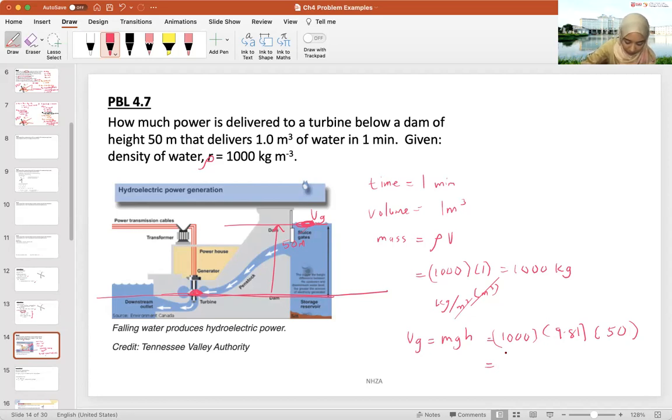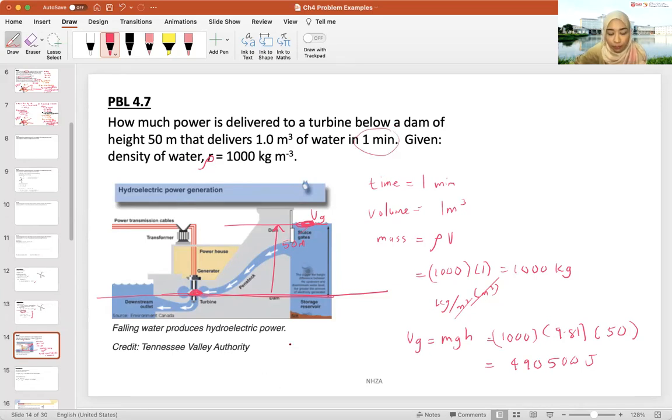Okay. Berapa? 1000 times 50. 490,500. Okay, so this is the energy that it started with. When it goes down, dia akan bagi energy dia kepada turbine. So how much power is delivered to a turbine below a dam of 50 meter?